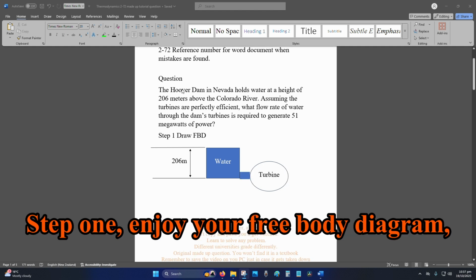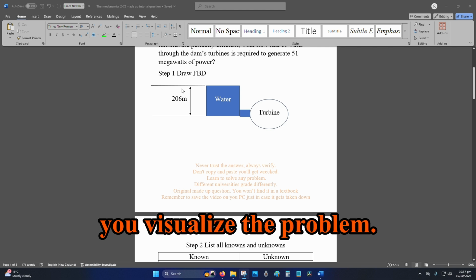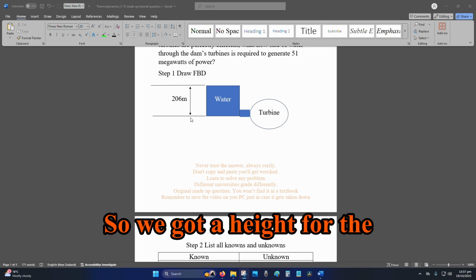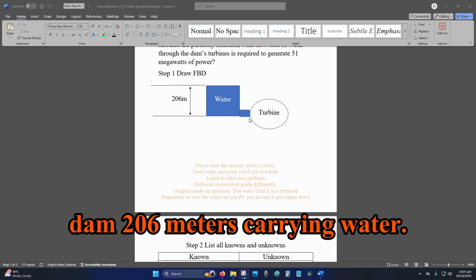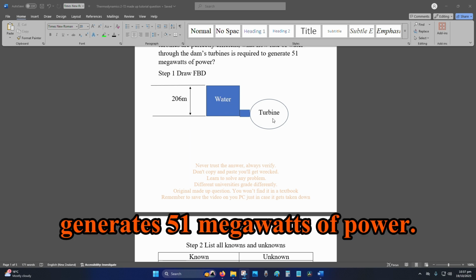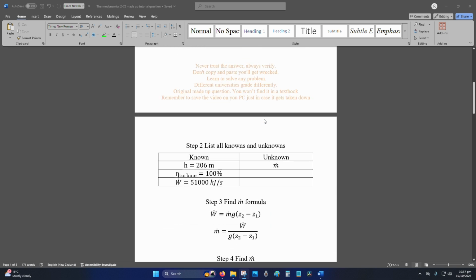Step 1, draw your free body diagram, your FBD. This will help you visualize the problem. So we got a height for the dam, 206 meters, carrying water, and the turbine generates 51 megawatts of power.